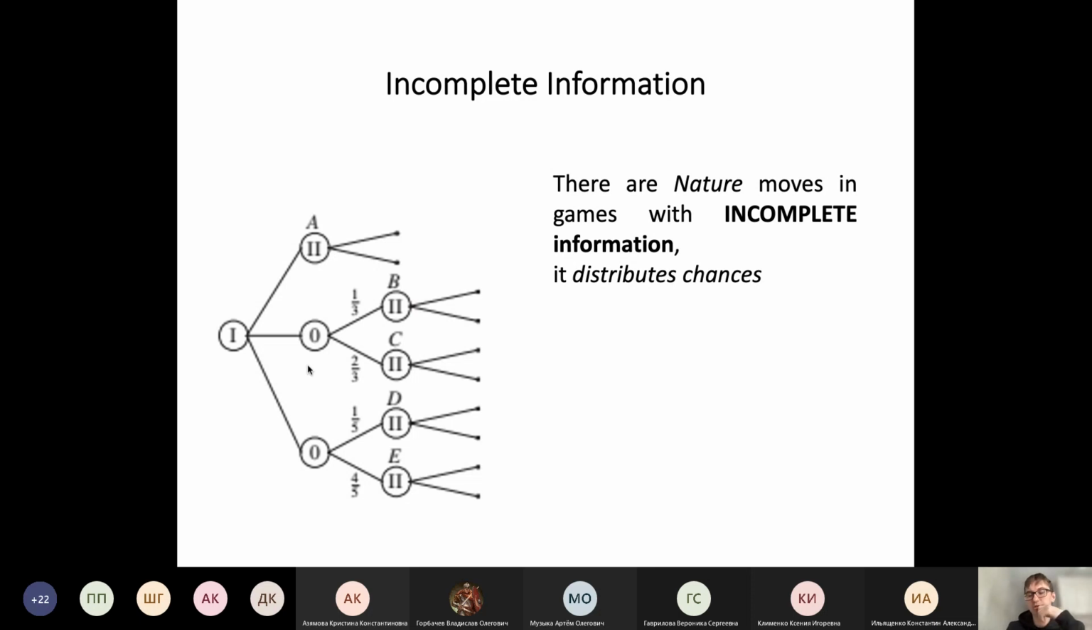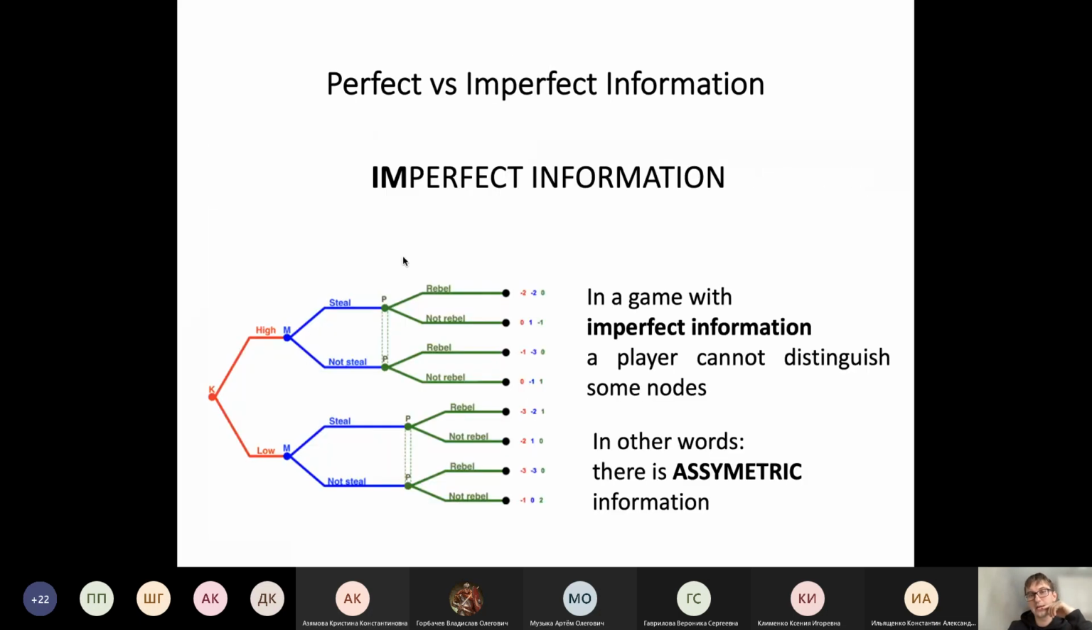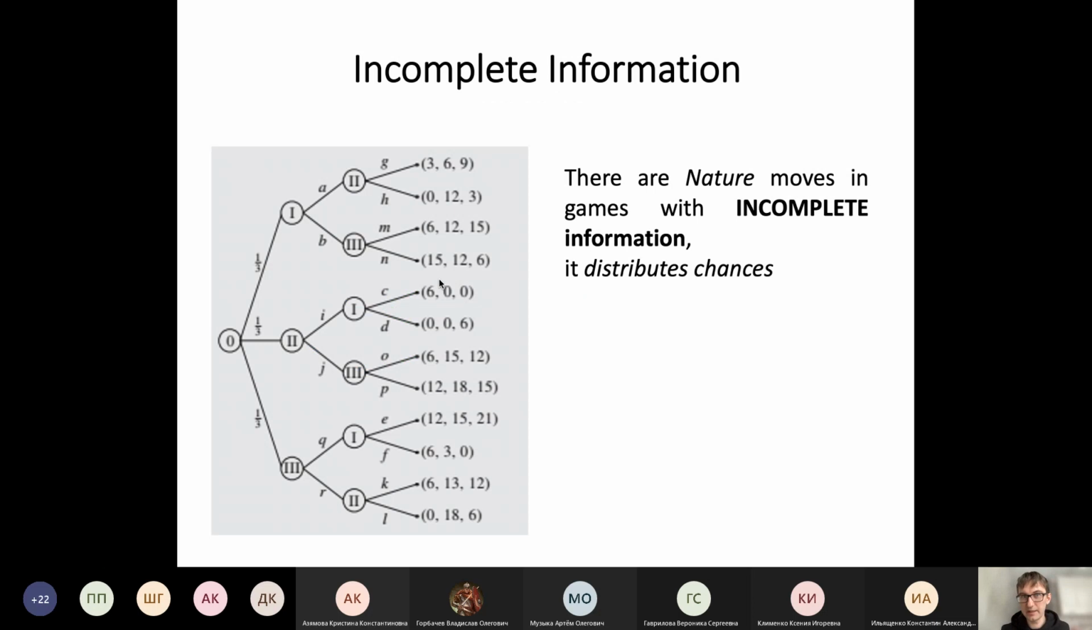You can think about card games as games with incomplete information. For example, poker. In poker, we have imperfect information, because I'm not aware what cards my opponent has, right? So it's imperfect information. But it's also a game with incomplete information, because nature decides the chances.